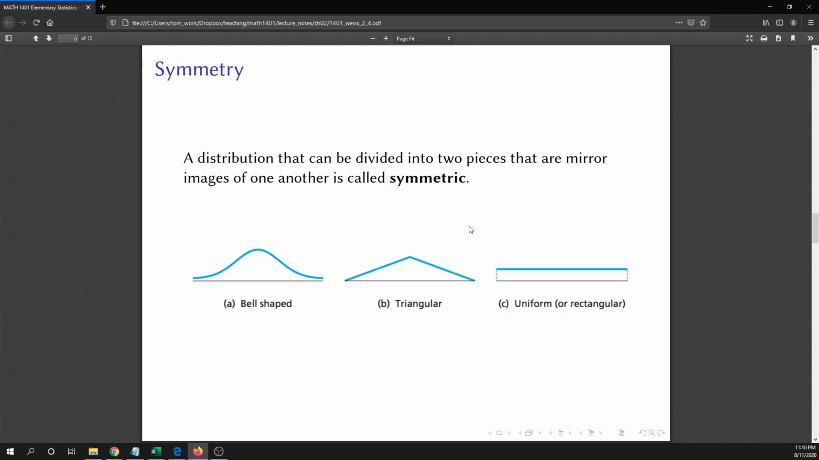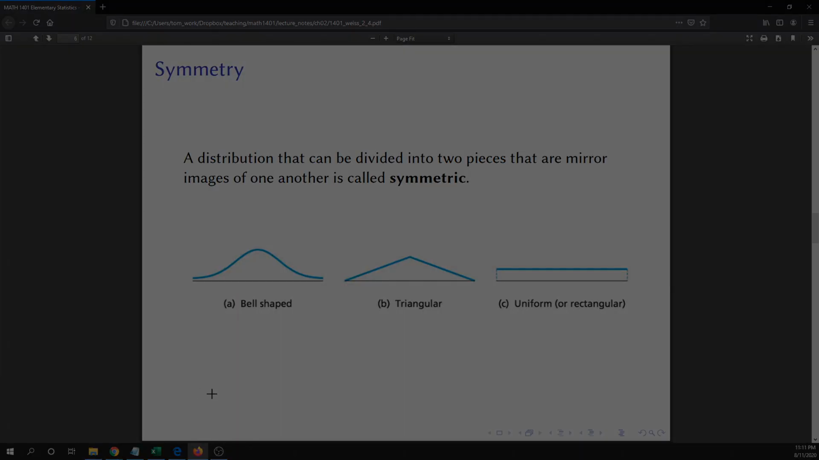The next thing up is symmetry. A distribution is symmetric if it can be divided into two pieces that are mirror images of one another. So for the first one here, let me get it to where I can draw on this.